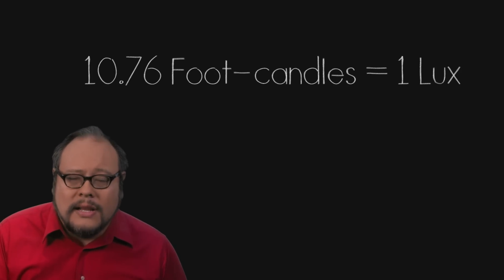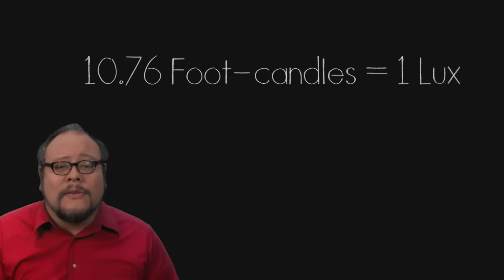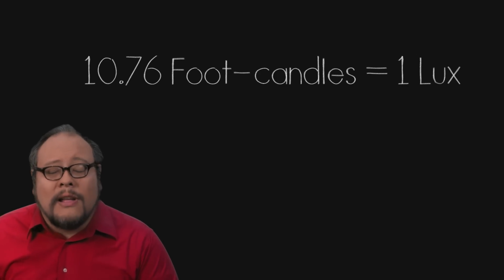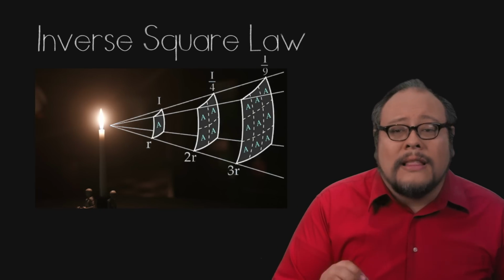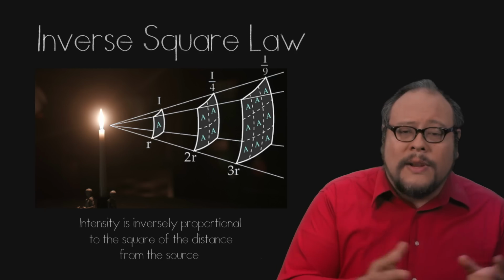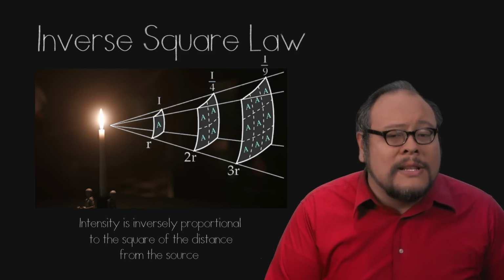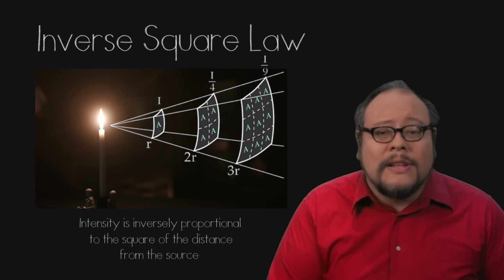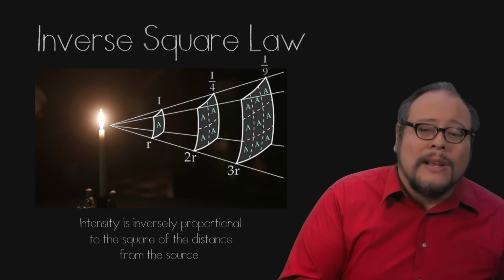Now, there are 10.76 foot candles in 1 lux, so a quick approximation between foot candles and lux can be made by just multiplying or dividing by 10. How much lux we have is not only governed by how many lumens is being put out by the light source, but also how far away the light source is. This is governed by the inverse square law that states that light intensity will fall off by the inverse of the square of the distance. In other words, if we double the distance, we reduce the illuminance down to 1/4. Triple the distance and we reduce the illuminance down to 1/9.